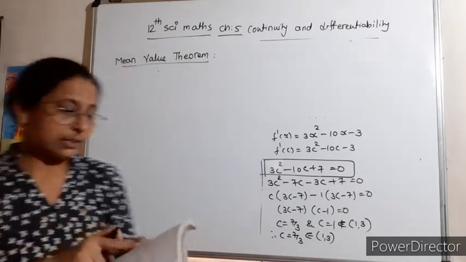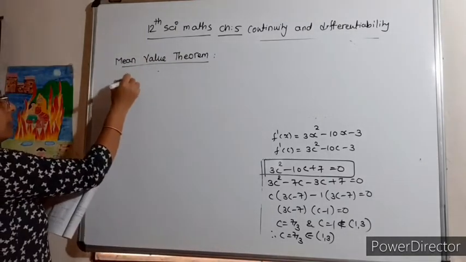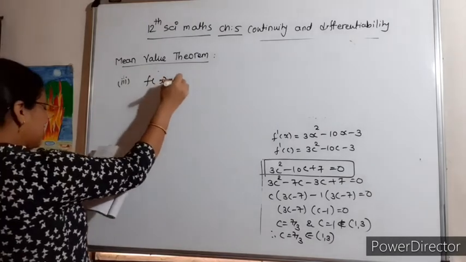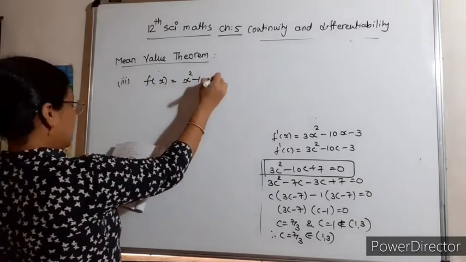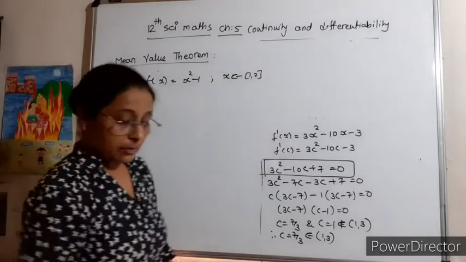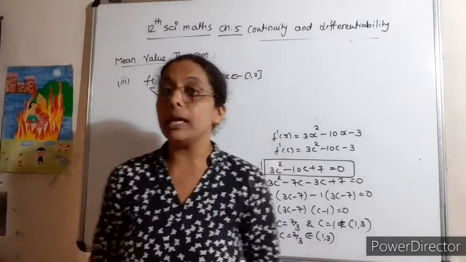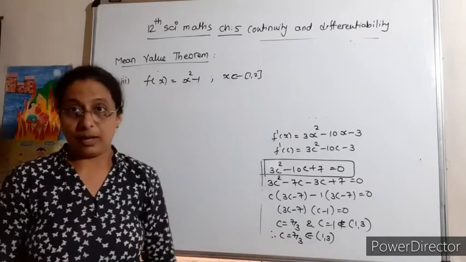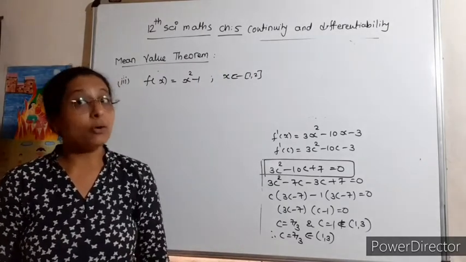While here is the third, जो था question number 2 का, that f(x) is equal to x square minus 1, x belongs to [1, 2]. उसमें Rolle's theorem इसलिए अप्लाई नहीं हुआ था क्योंकि f(1) is not equal to f(2) था. पर मीन वैल्यू थ्योरम अप्लाई हो सकता है.